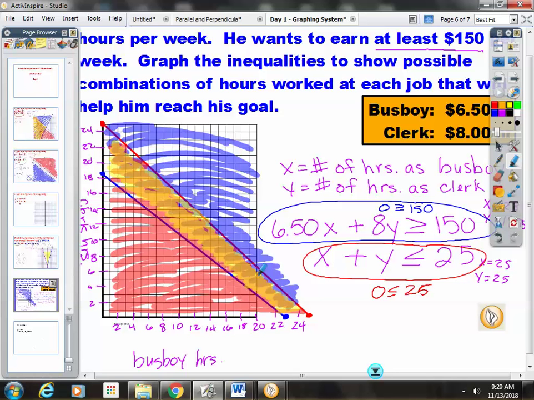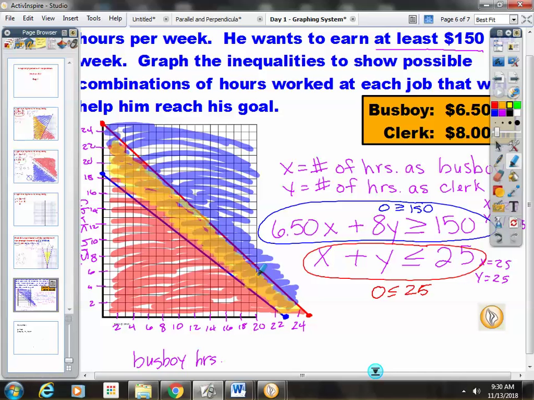So what is that darkened region representing? Yeah, all the combinations of hours he can work. That would be no more than 25, and he would make at least $150. One combination might be 12 hours as a busboy and 11 hours as a clerk. You could work 4 hours as a busboy and 19 hours as a clerk. Any combination of hours worked that are in that yellow region will satisfy his needs.